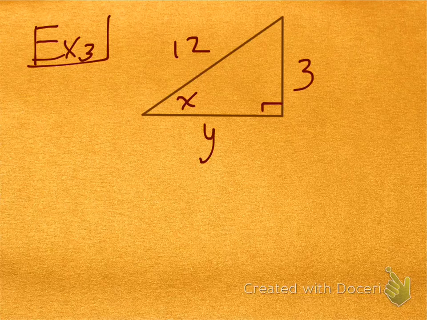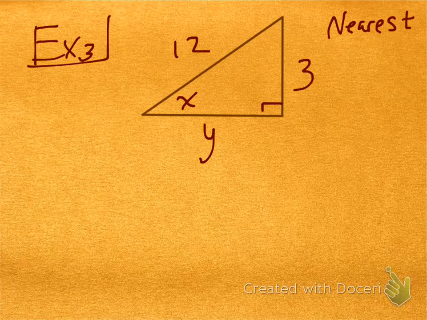We have a right triangle, and we are asked to solve for x and for y. And we want to round our answers to the nearest hundredth. That is a clue that you're not going to leave your answer as x equals sine of something. Sine's not going to be an answer. You're going to change it to a decimal, which means you're going to need a calculator.